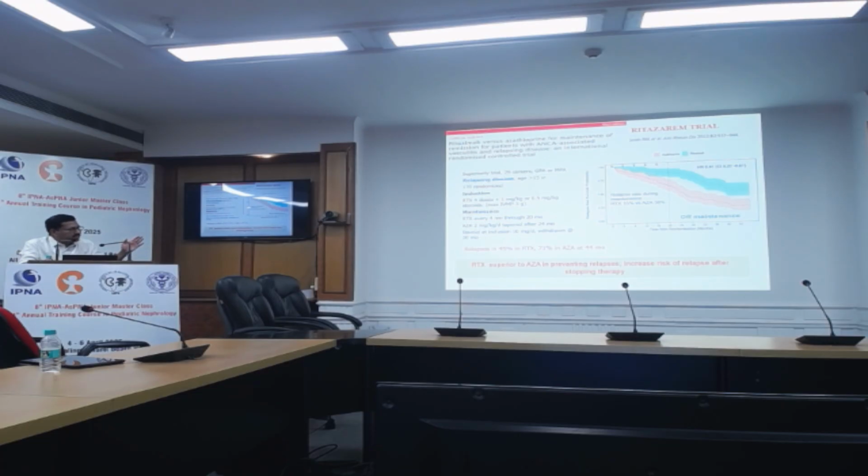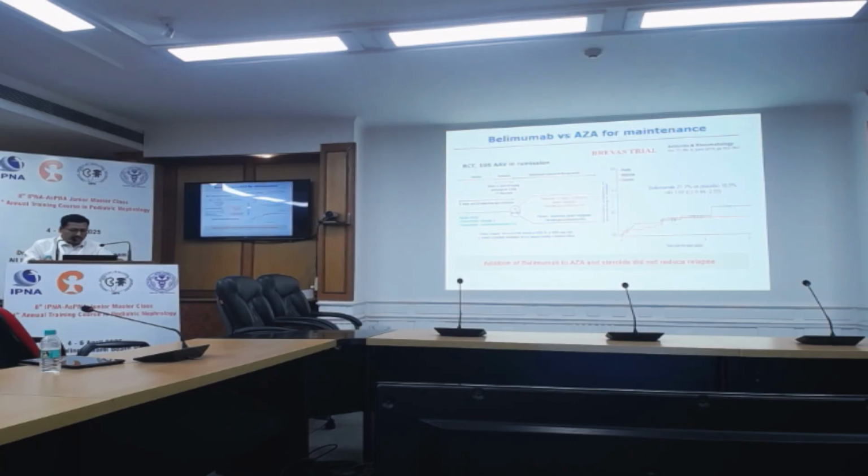And when they stopped the treatment, the relapses reappeared. So you could see that relapses were as high as 45% in rituximab and 71% in azathioprine. So relapses continue to happen even after you have given a very prolonged maintenance therapy with rituximab. Now, this is the new agent belimumab, which has also been tried versus azathioprine for maintenance. However, it failed to show a benefit when it was added on to the azathioprine-based maintenance regimen.